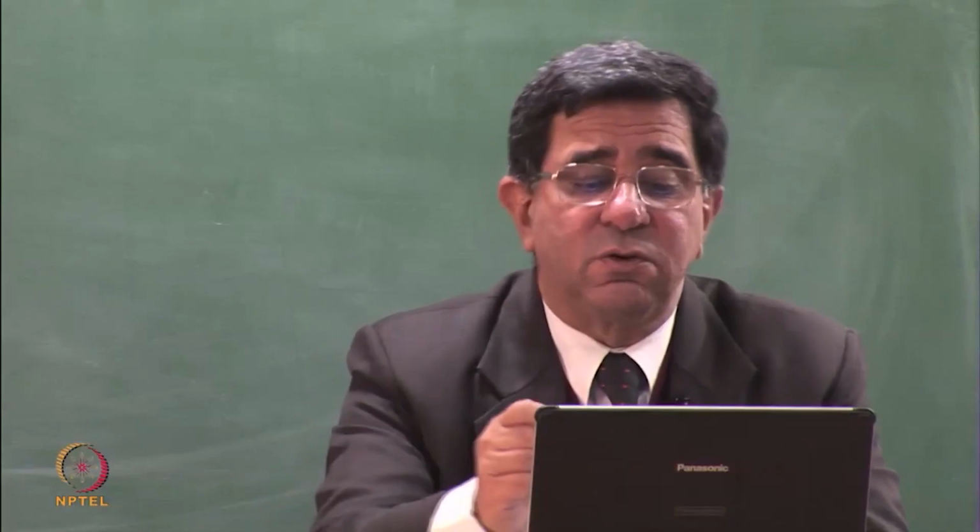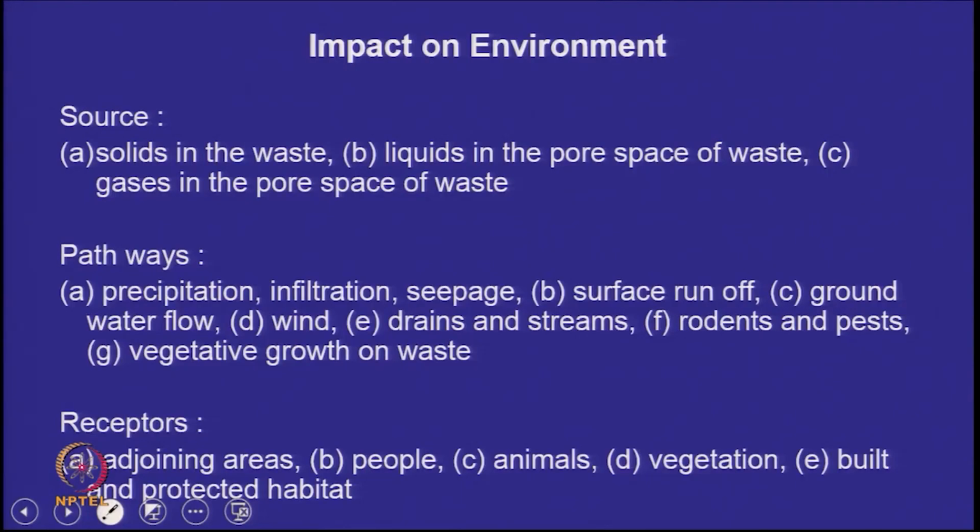The waste is a source for contamination. The solids can cause the contamination, the liquids in the pore space of the waste can cause contamination, and the gases in the pore space can cause contamination. Pathways: precipitation, infiltration, seepage, the leachate will cause contamination. Surface runoff can cause contamination, which is passing partly through the waste or on top of the waste. Groundwater flow will be the pathway. The wind can carry the bad odor, the gases which are generated from a waste dump. The drains and streams can carry the surface runoff.